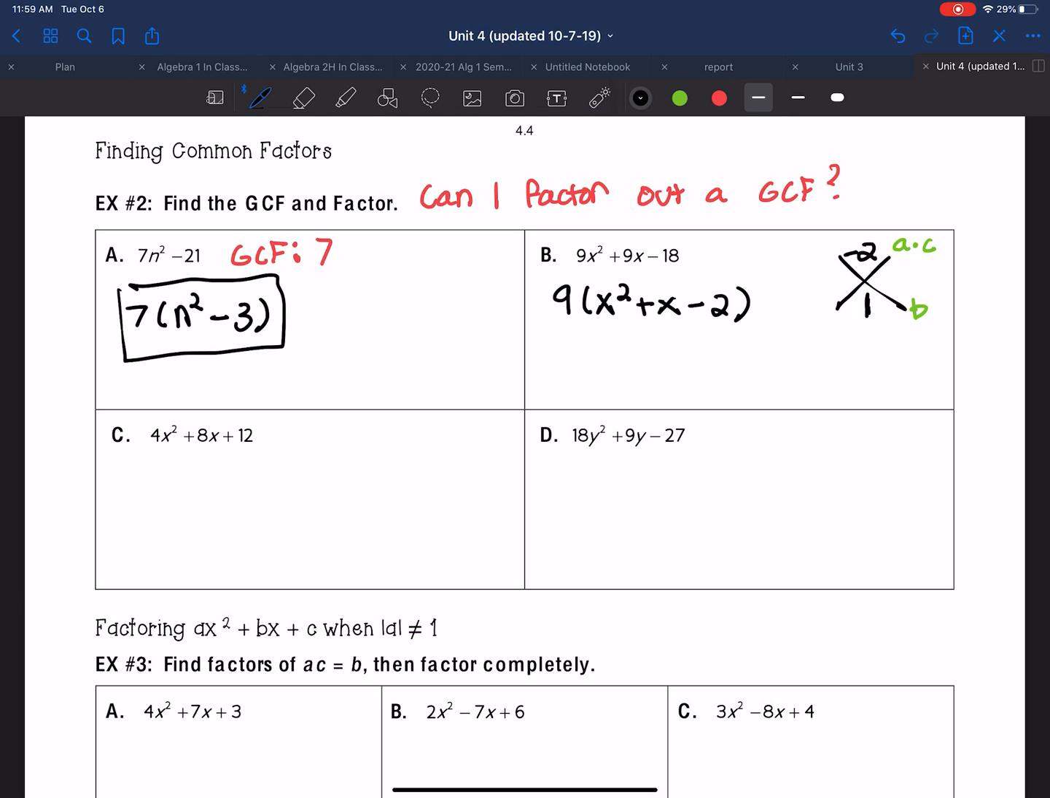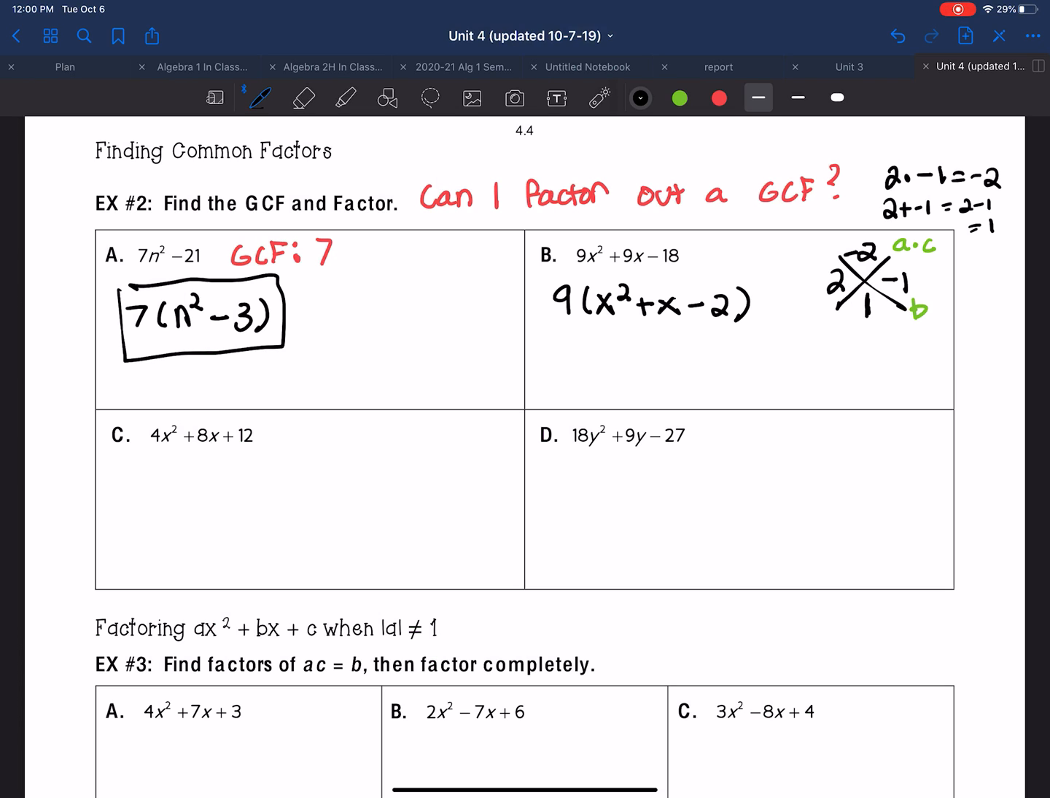So I need factors of -2 that add up to 1. Let's think about this. Some factors of -2: I can have 1 times -2. 1 plus -2 is going to give me -1. I can also do -2 times 1, but unfortunately, that is also going to give me a -1. What if I did 2 times -1? 2 times -1 equals -2, and then 2 plus -1 is equal to 2 minus 1, which is equal to 1. So factors of -2 that add up to 1 are going to be 2 and -1.